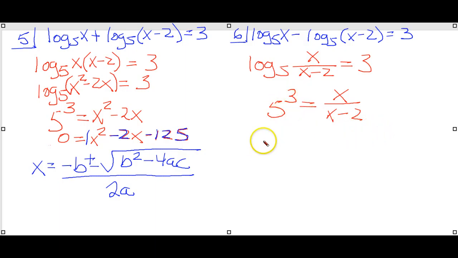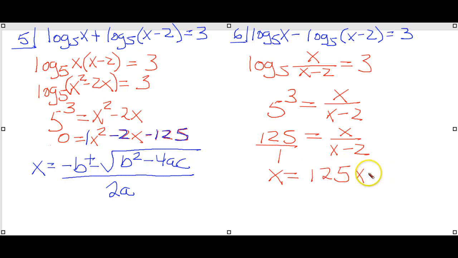We expand this, it becomes 125 equals x over x minus 2. And here we cross multiply. We get x equals 125x minus 250.